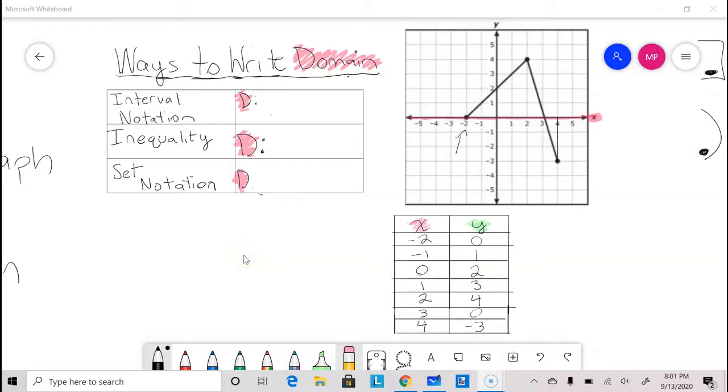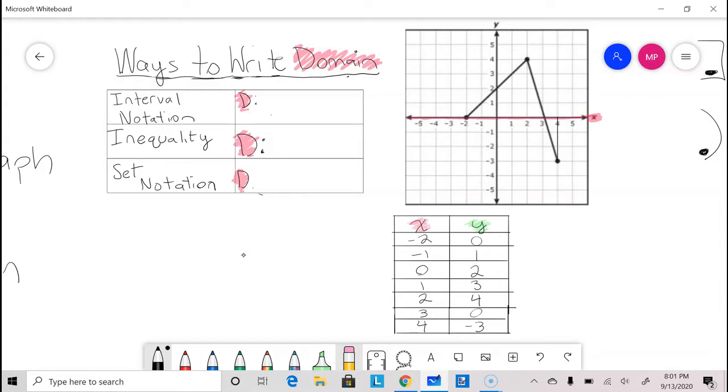So in this part, we're going to talk about ways to write out domain. Now, there are three different ways to write out domain. There's interval notation, there's inequality, and then there is set notation. So for the first way, for interval notation, what we're going to be doing is looking for the lowest x value and the highest x value.